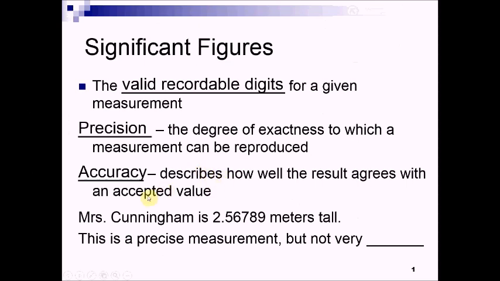So for example, I know you don't see me right now, but if I said Mrs. Cunningham is 2.56789 meters tall, well, that's got a lot of digits, so it is a precise number, but it's certainly not very accurate. 2.5 meters tall, picture a meter stick. That's a little over a yard. So 2.5 yardsticks together, I'm certainly not that tall. So this is a precise measurement, but it's not very accurate.